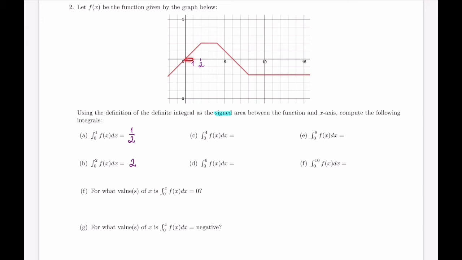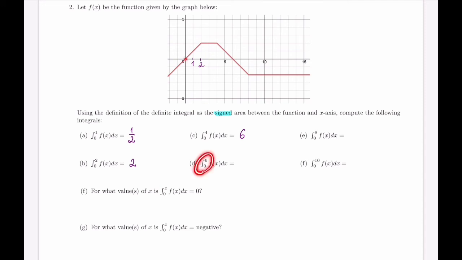Between 0 and 4, now we're going to go up to here with our paint roller and cover up this entire area. And you can use your previous calculations to help you along. I can see that this entire area is the area that I've computed between 0 and 2, plus the area of this new square. So it's going to be 2 plus 4, or overall 6. So far, we have not encountered any negatives.